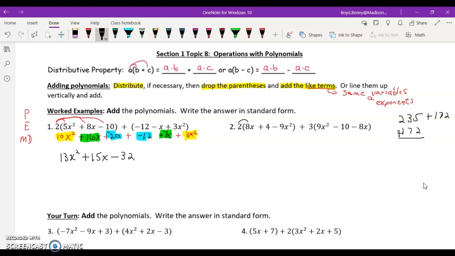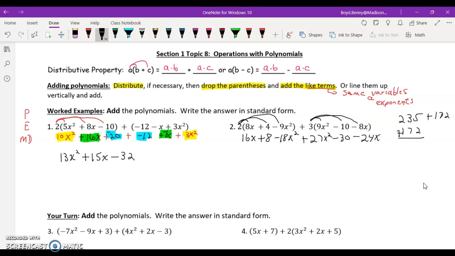So to start with, I'm going to multiply each of these terms by 2. So that's going to give me 16x plus 8 minus 18x squared. Then I need to distribute these terms. So 3 times 9 is 27x squared, and that's a positive 27, so I'm going to put a plus sign there. 3 times negative 10 is going to give me a negative 30, and 3 times negative 8 is going to give me a negative 24x.